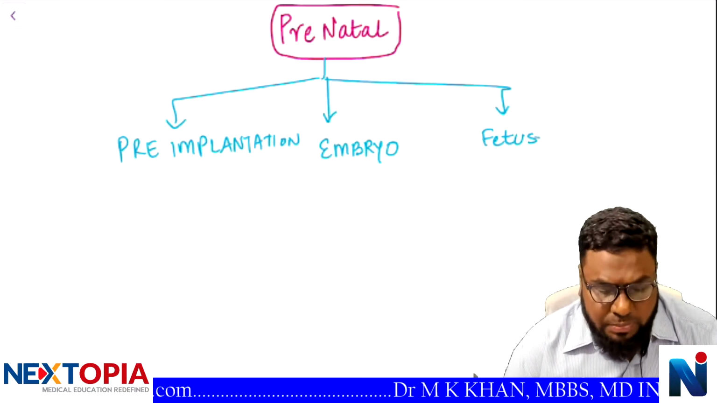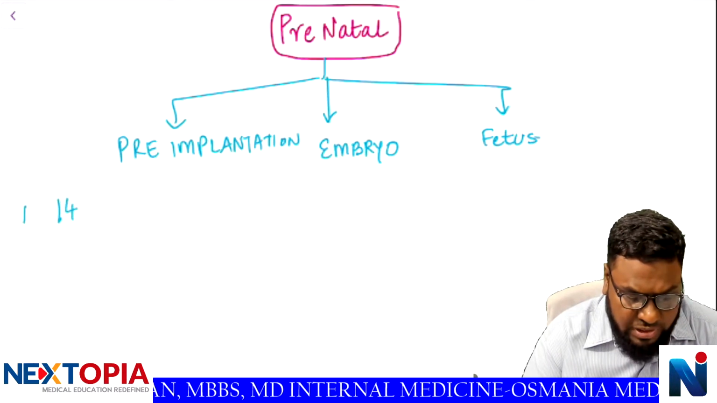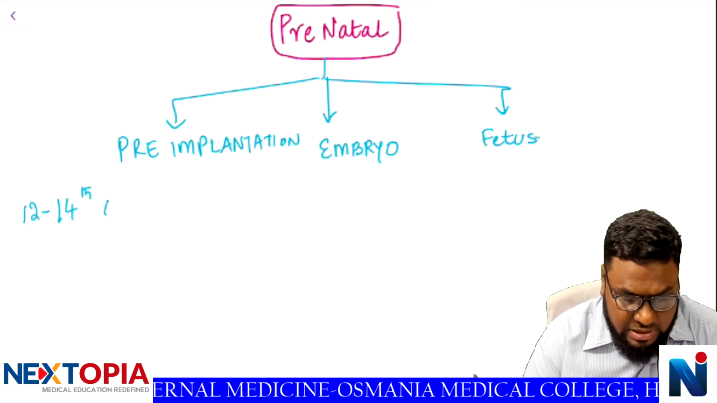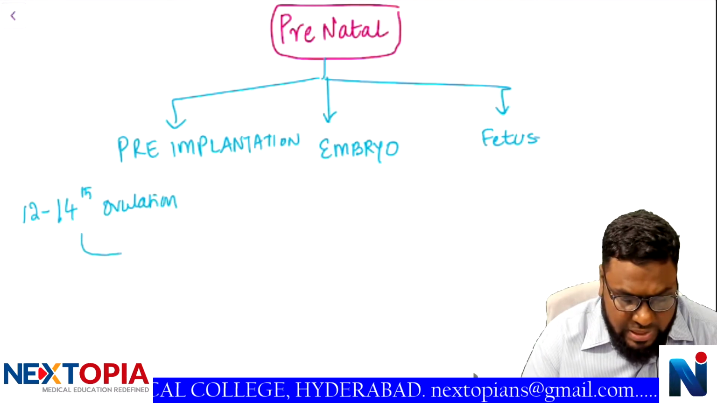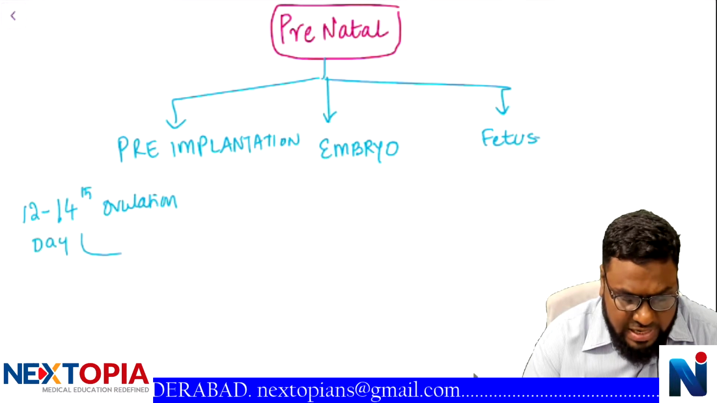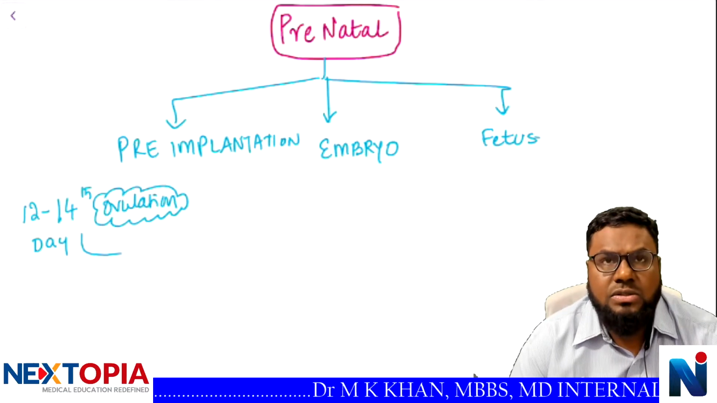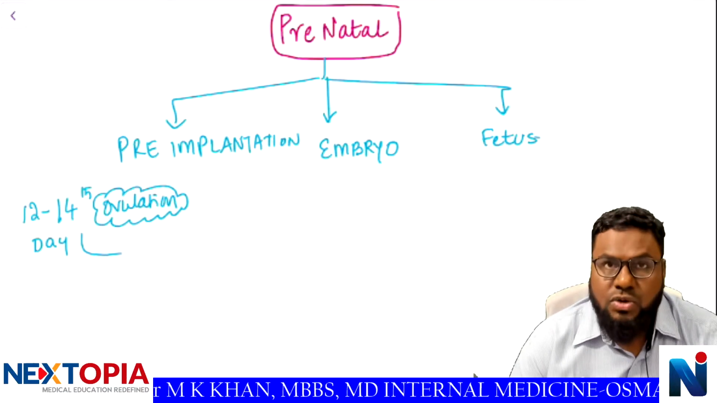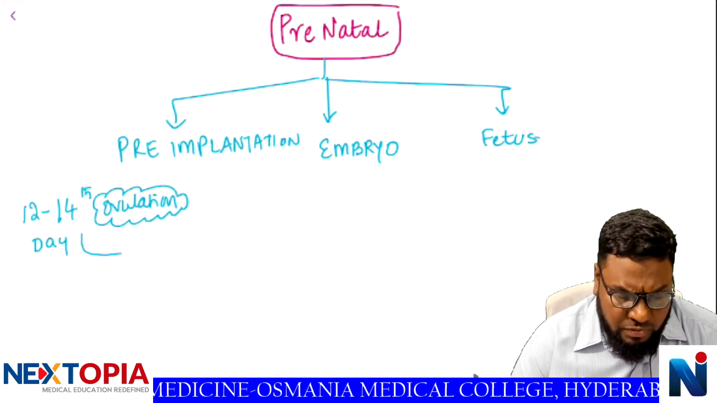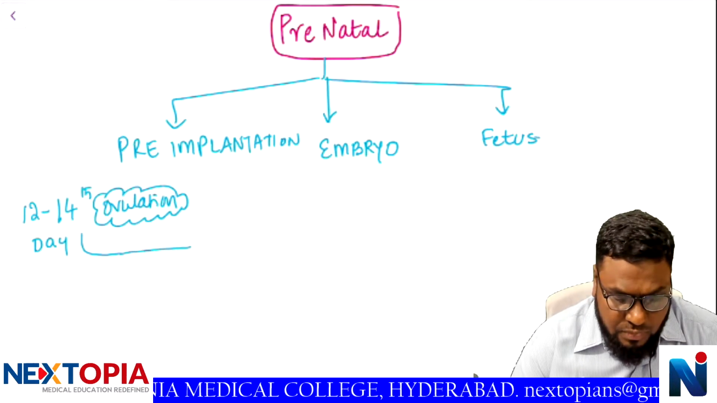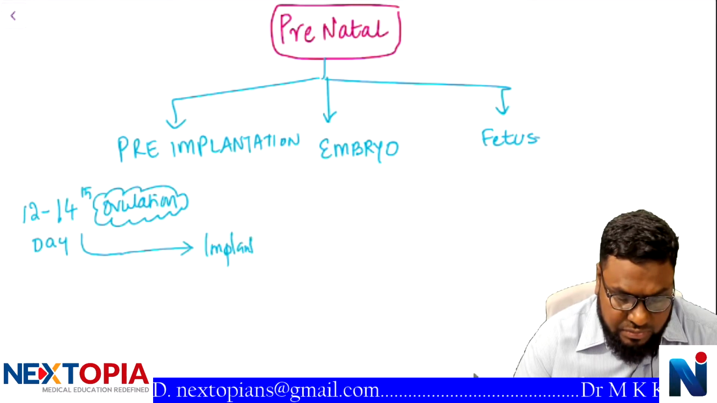A few days before implantation, say from the 12th to 14th day of the menstrual cycle, ovulation has occurred. From this point of time, fertilization occurs within 72 hours after ovulation. From this point till the implantation, you are calling it as pre-implantation.